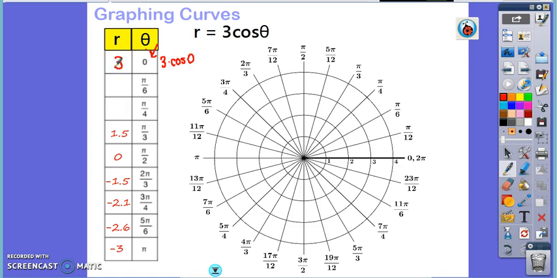And then I need to figure out what 3 times cosine of pi over 6 is. Cosine of pi over 6 is square root of 3 over 2, but I really want the decimal version anyway. It came out to 2.6-ish for me. Let's try pi over 4, 3 times cosine of pi over 4.